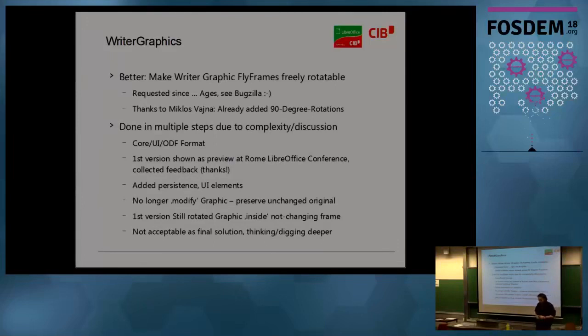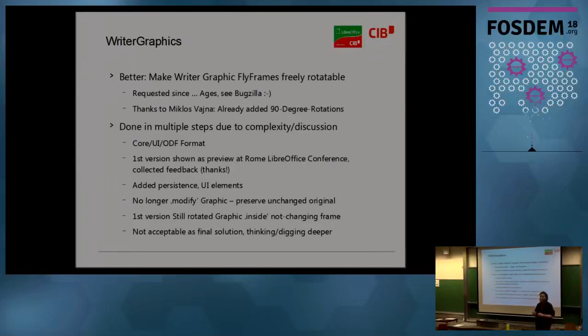So the first version was shown as a preview at the Rome LibreOffice conference, and I collected feedback. This was very interesting because I got a lot of feedback from different people about what should happen and stuff like that. In the Rome version, it was an in-between step, and it was all rotated inside the frame, so not changing or expanding the frame. So I also added persistence UI elements, no longer modifying graphics, preserving the unchanged original.